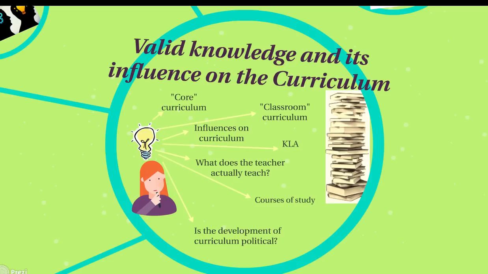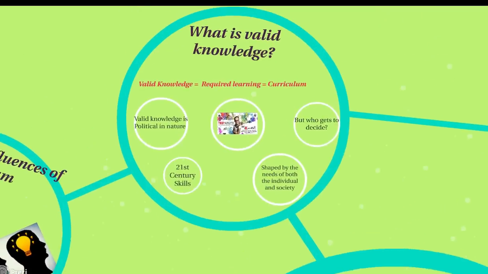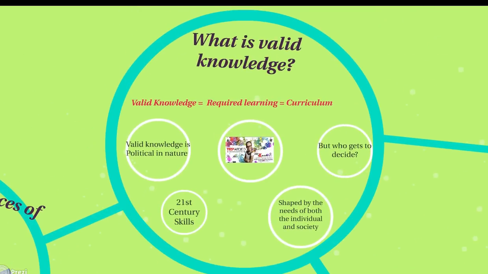To understand the influences on curriculum, you need to understand the concept of valid knowledge, which is the premise of curriculum. Valid knowledge is in itself curriculum. Valid knowledge is the knowledge which society deems as essential or required in life. This thus becomes the curriculum prescribed to be taught in schools, though it has been hotly debated what is essential knowledge and who gets to decide.